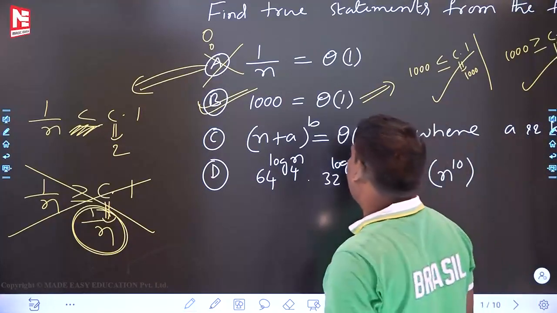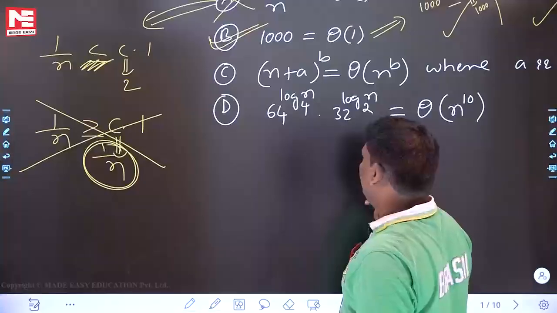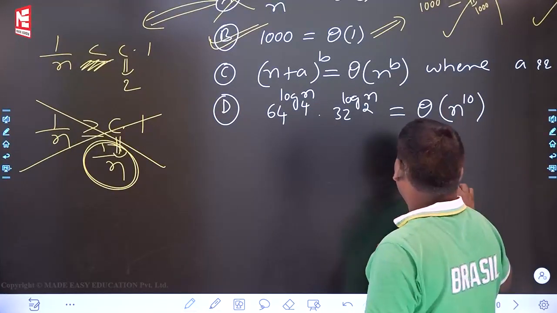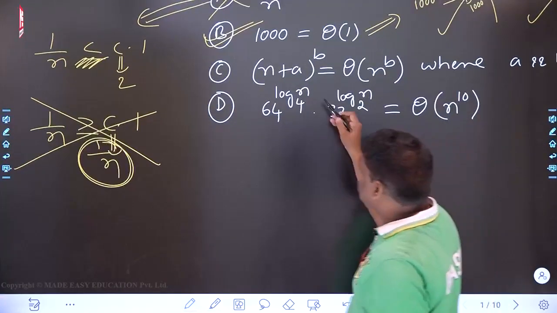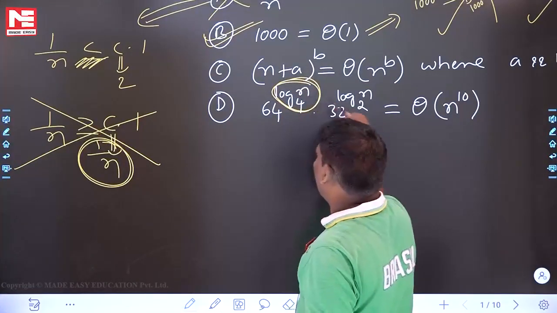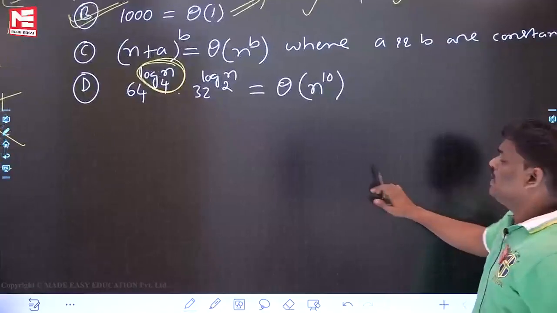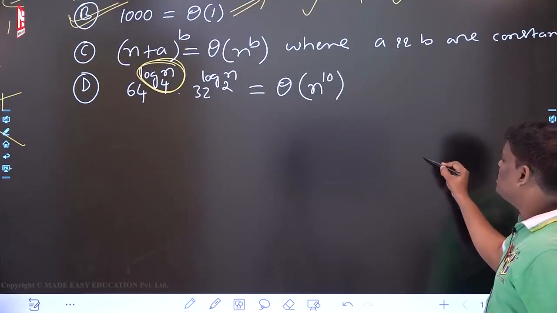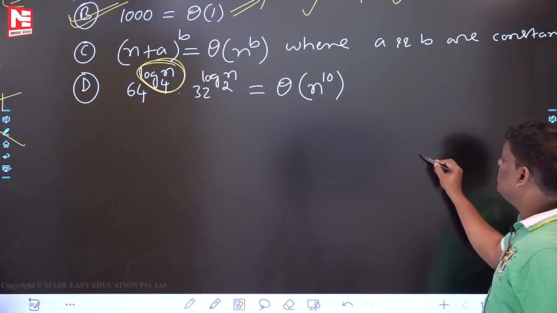Let's go to option D. Afterwards, I will go to option C. Let's go to option D now. Option D, if you observe, see this one. In the power, is log there or not? In option D, in the power log is there. There is one formula. In the power, if log is there, there is one formula. What is that formula? Please listen.